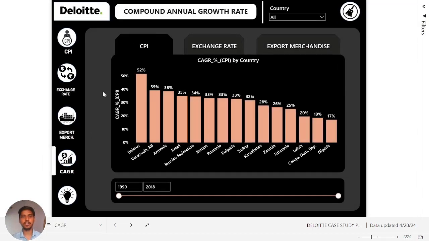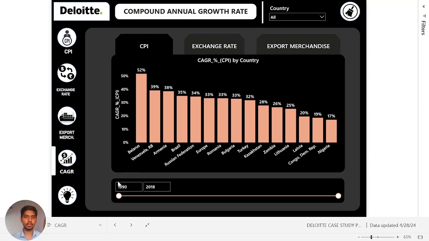I have taken out CAGR for three economic terms like CPI, exchange rate, and export merchandise. Here you can see that the annual growth rate of CPI is increasing rapidly in Belarus, Venezuela, Armenia, Brazil. These are the top 15 countries where the annual growth rate of CPI is increasing rapidly. So you can find that there is 52% in Belarus, 39% in Venezuela. In Armenia, it is 38% annually growing CPI.